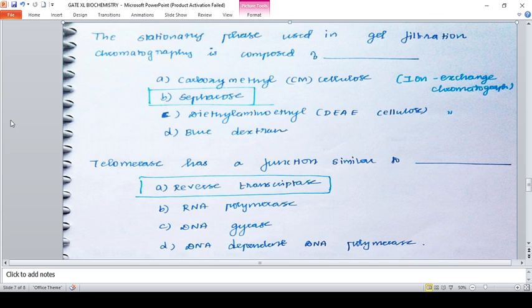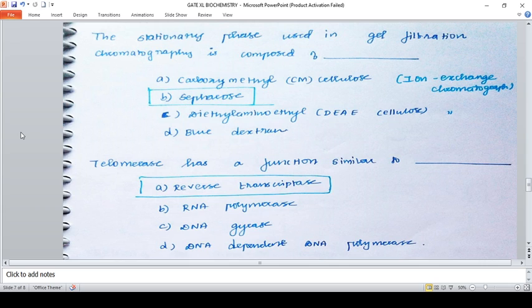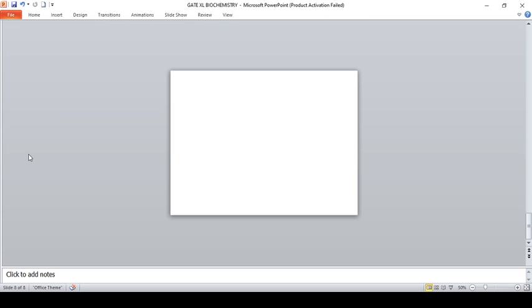Next, the stationary phase used in gel filtration chromatography is composed of sepharose; other examples are Sephadex and so on. Carboxymethyl and diethylaminoethyl are used in ion exchange chromatography. Also, blue dextran is used for void volume in gel filtration chromatography.